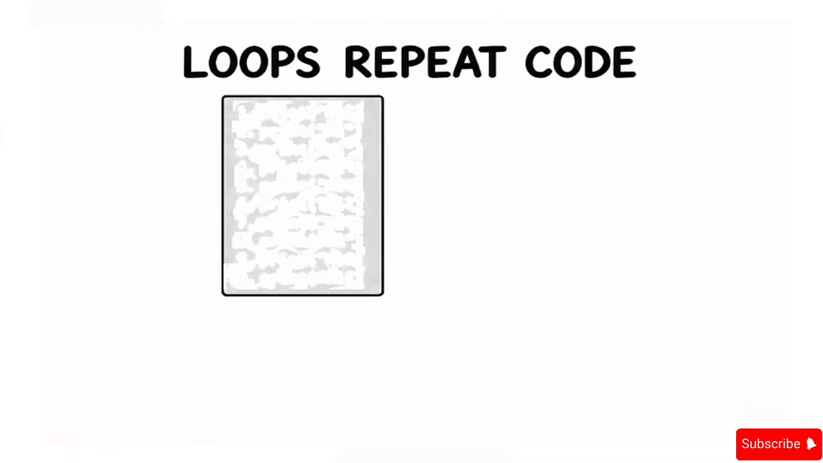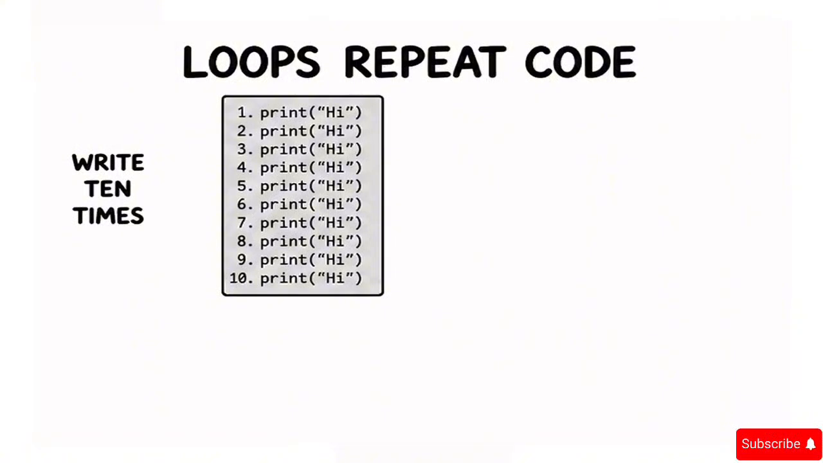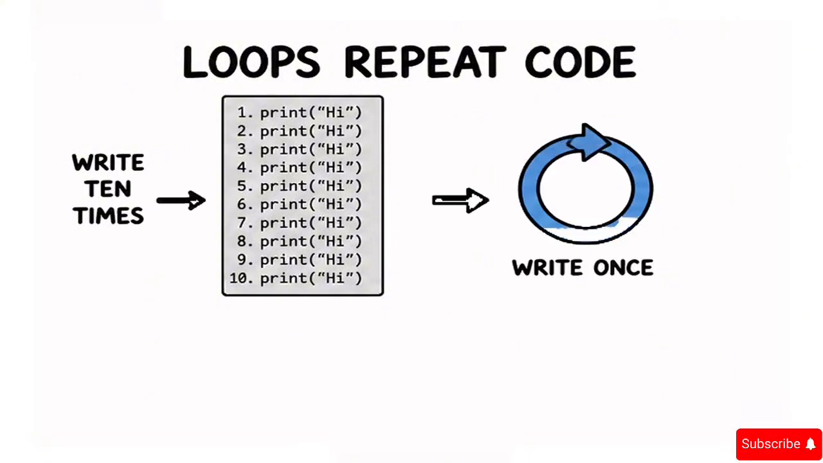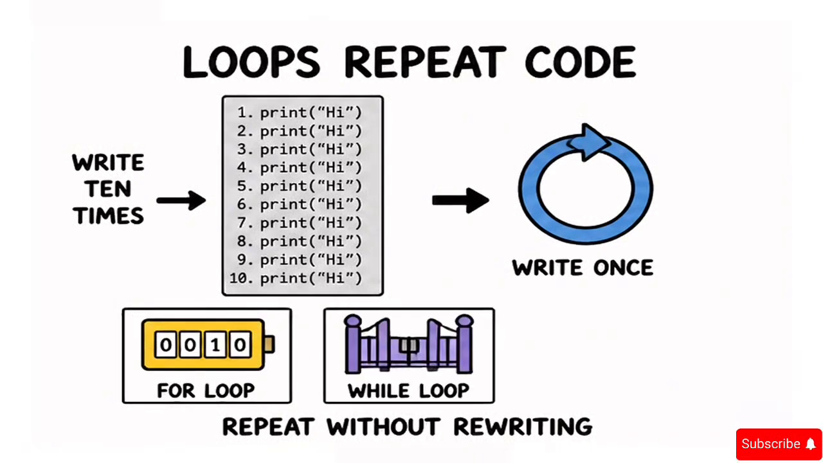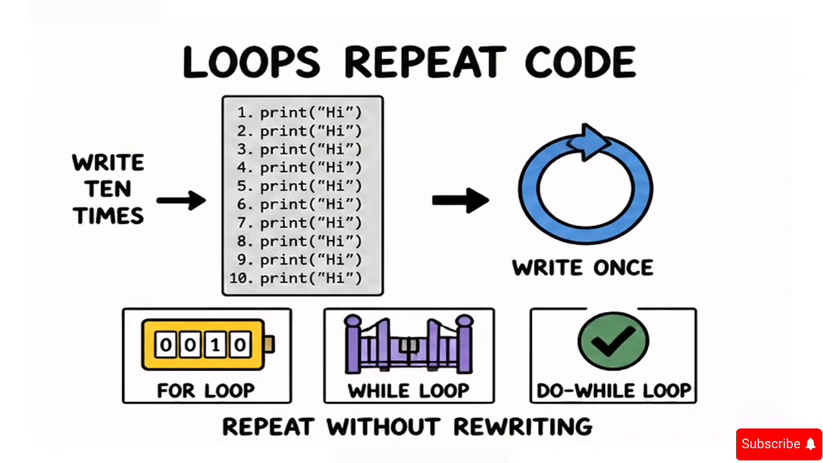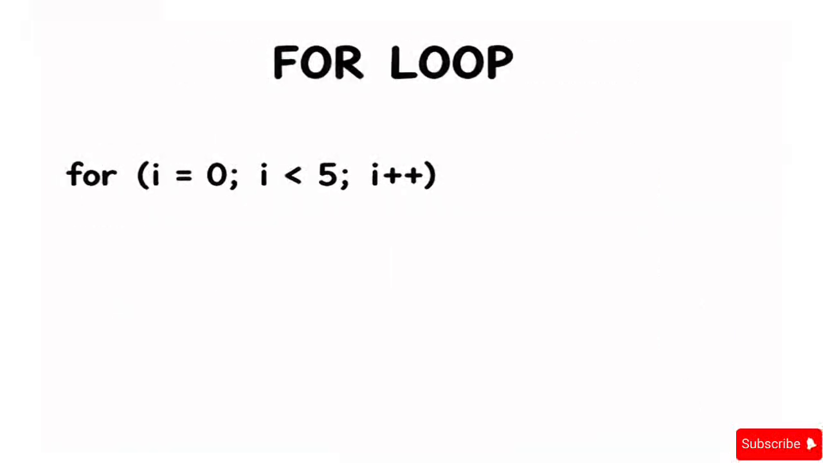Loops repeat code. Instead of writing the same line 10 times, you write it once and let a loop run it. Today, we cover 3 kinds: the for loop, the while loop, and the do-while loop. Each one solves a different repeating problem. The for loop runs a known number of times.